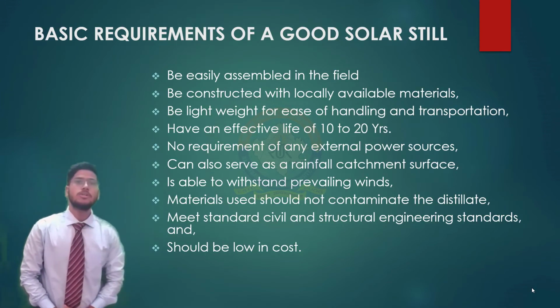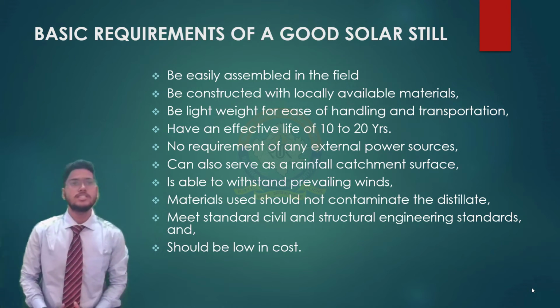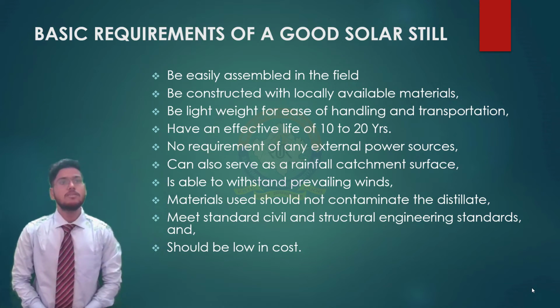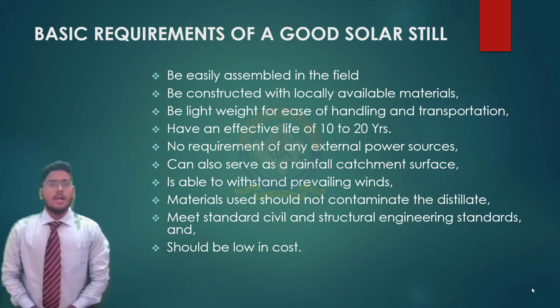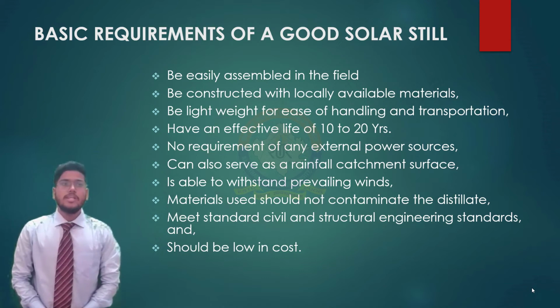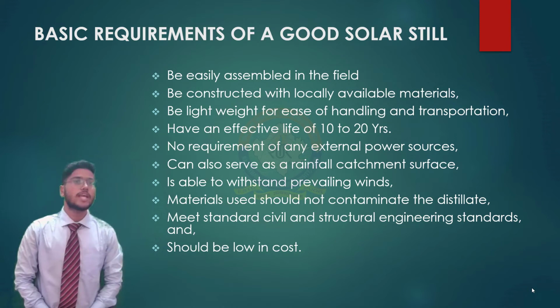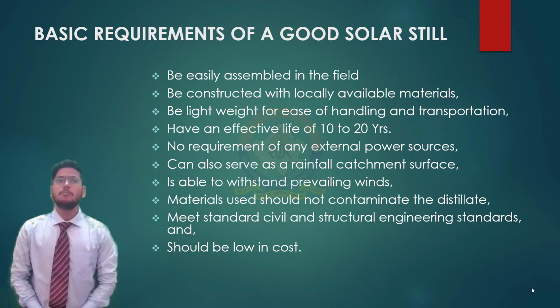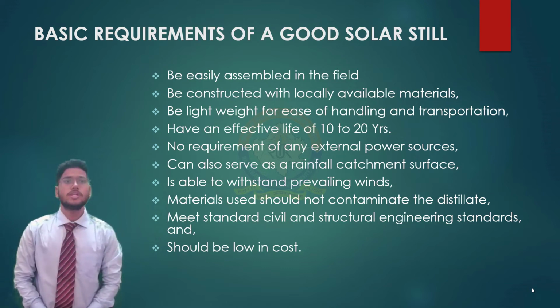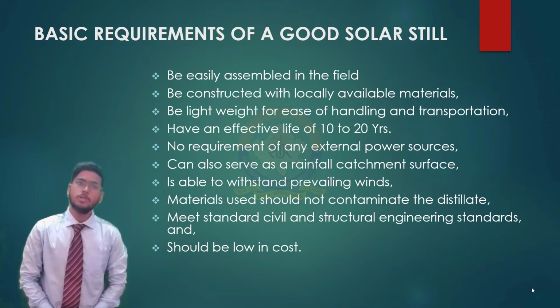Now we will discuss the requirements of a good solar still. A good still is needed so that it is easily assembled in the field, be constructed with locally available materials, and be lightweight for ease of handling and transportation, have an effective life of 10 to 20 years, no requirement of an external power source, can also serve as a rainfall catchment surface, and apart from it, is able to withstand prevailing winds. Materials used should not contaminate the distillate, meet civil and structural engineering standards, and should be low in cost.